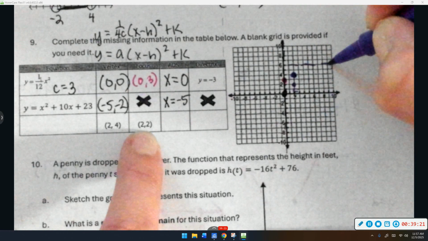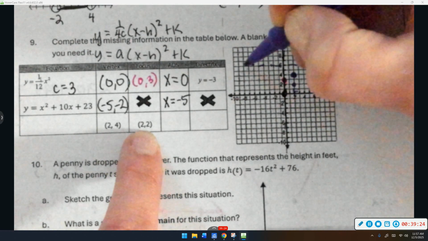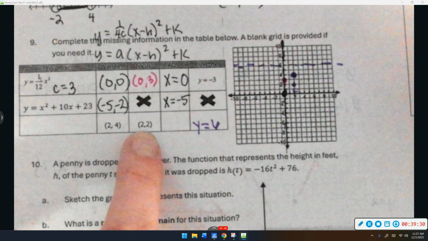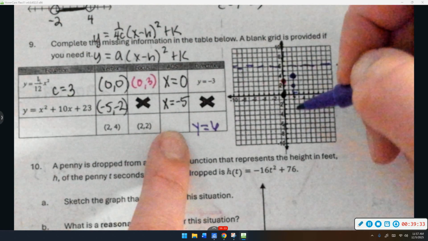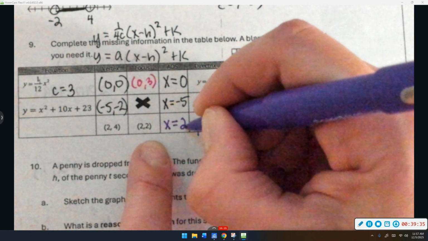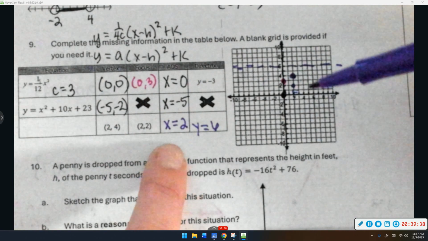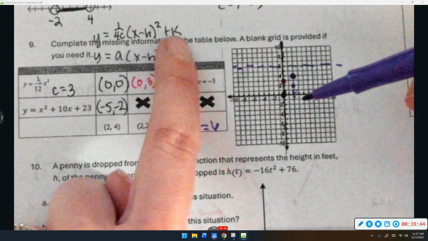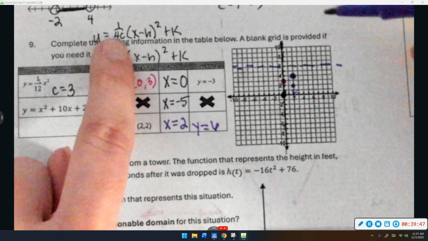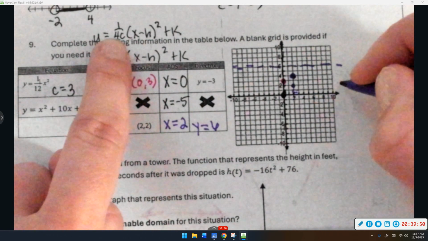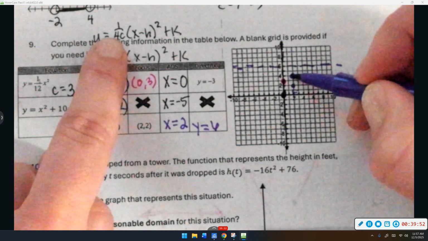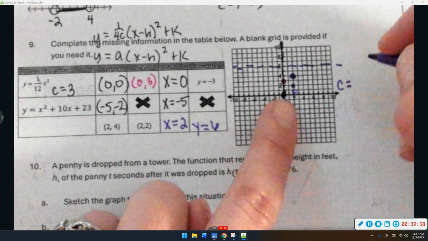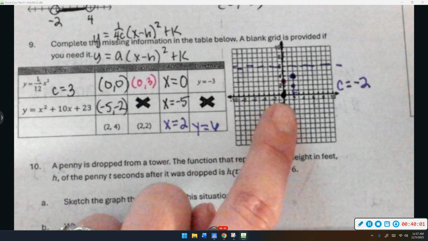So this is the directrix, this line right here. And what is that line? That line is y equals 6. Axis of symmetry goes through the vertex, so that's x equals 2. Now I don't need to graph the rest of this. All I really need to know to write the equation, I have h, I have k, I just need c. What is c? Count from your vertex to your focus. How many units? 2 units. But since the focus is underneath, it's not 2, it's -2.